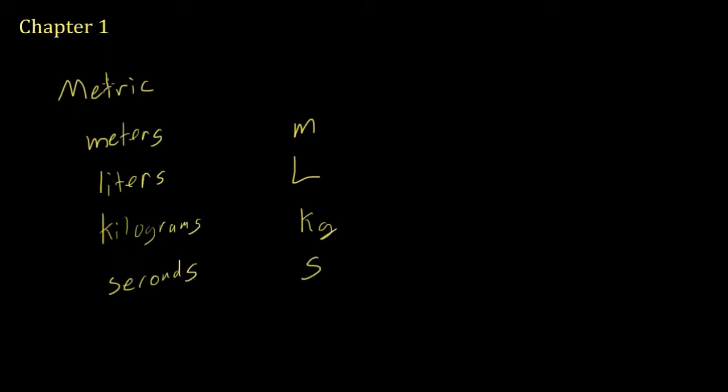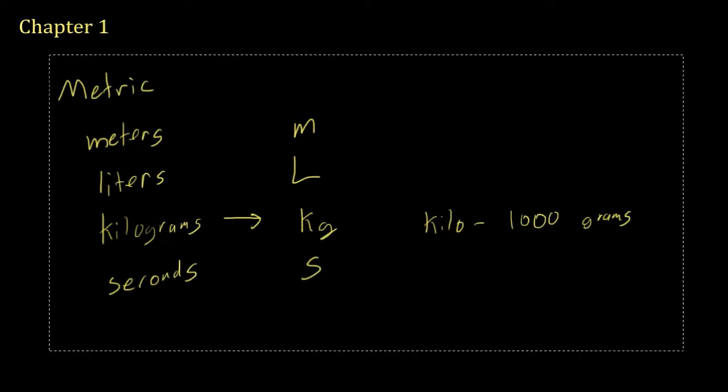Right? Notice that the kilogram already has a prefix. Kilo meaning 1,000. So that's 1,000 grams. We can apply that prefix to any of these. We can have kiloseconds, kiloliters, kilometers, which is maybe the one we're most used to. So we know that these different units can have the different prefixes attached.